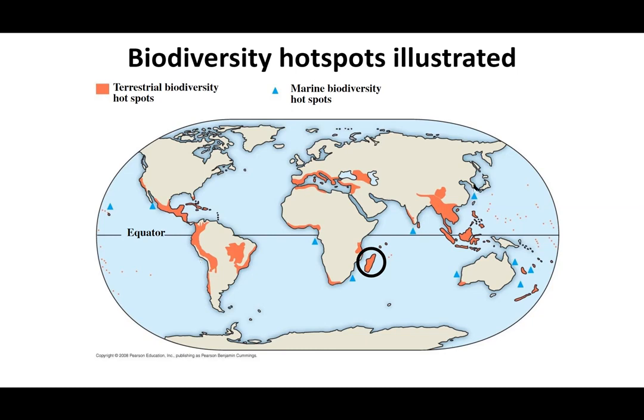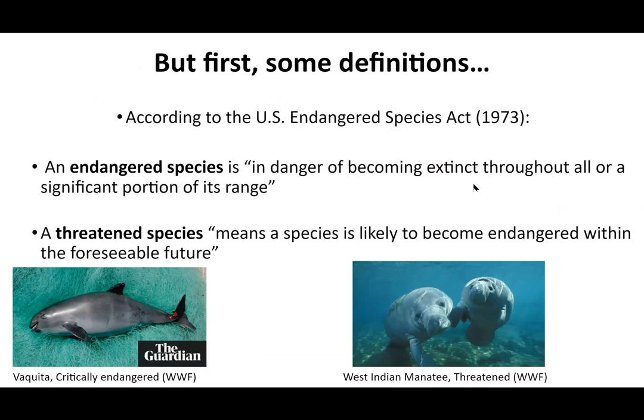All right, so that's biodiversity. That's where it's found globally, but there are hotspots. And we love as a population to live near those hotspots. So you can clearly see there's some overlap between biodiversity and where humans like to live.